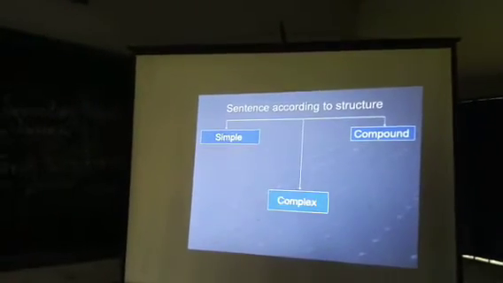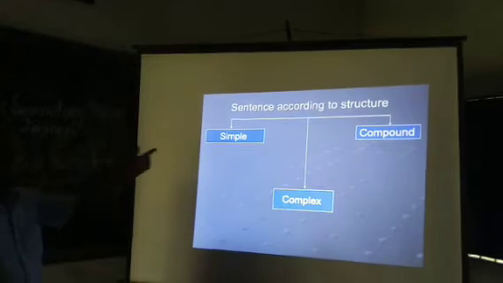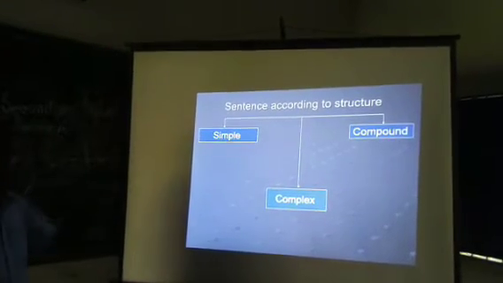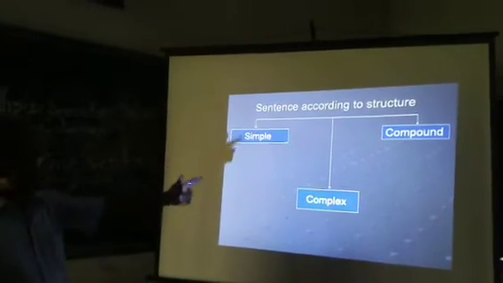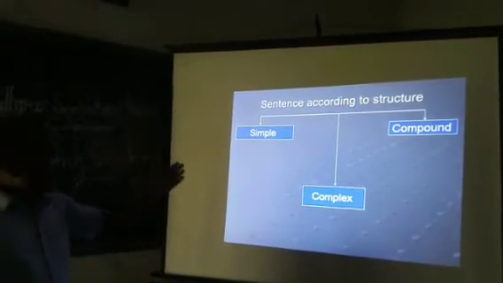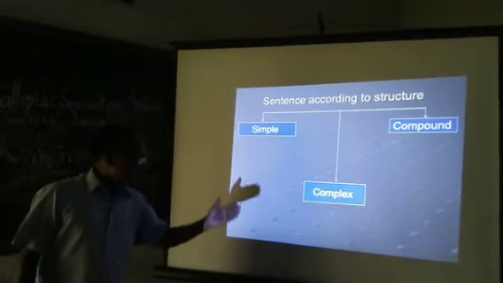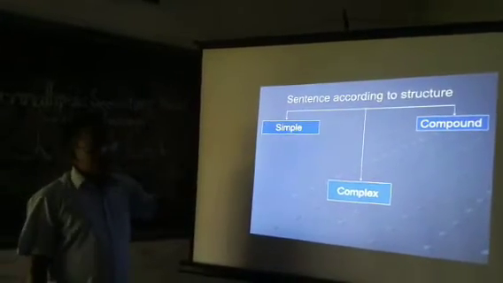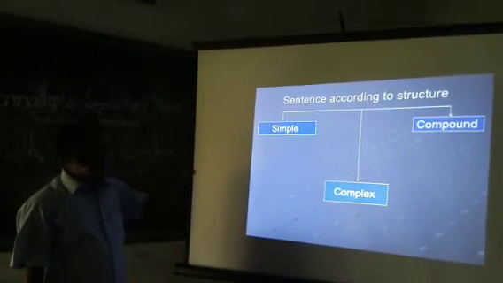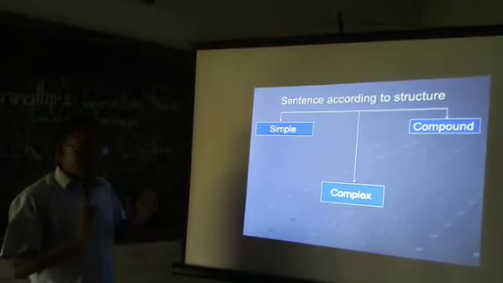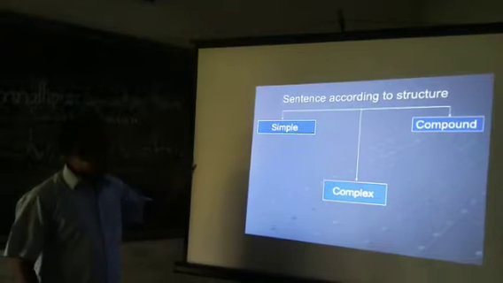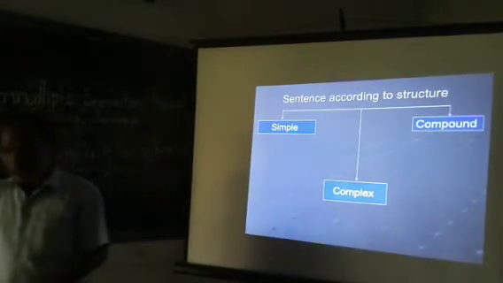My dear student, look at the screen. According to structure, there are three kinds of sentence. These sentences are simple, complex, and compound. They are divided according to the structure. So today we will learn about the characteristics and features of the simple, complex, and compound sentence.